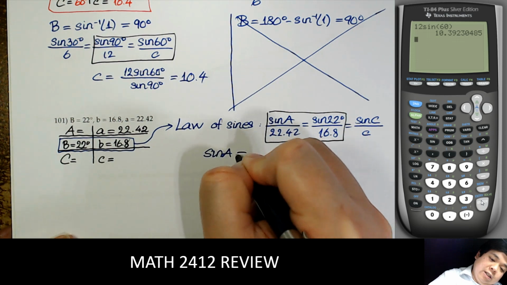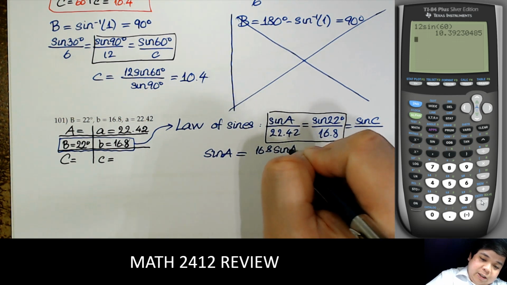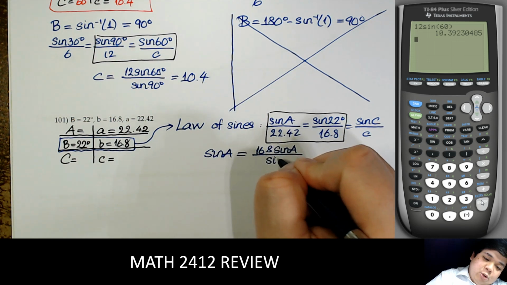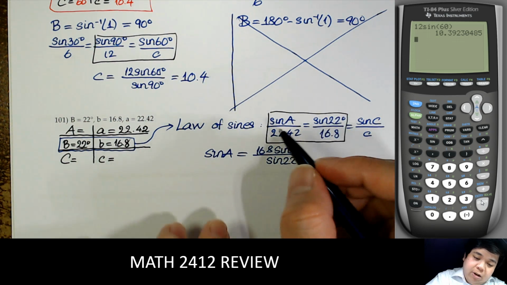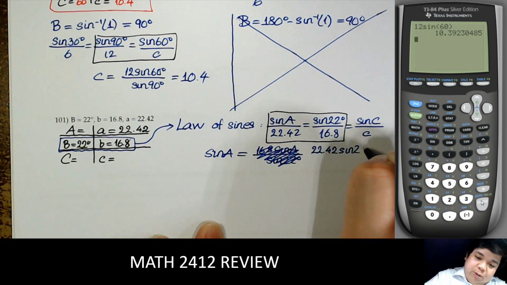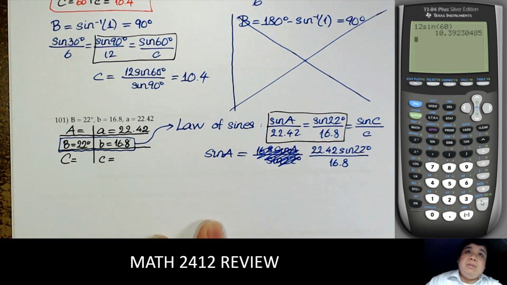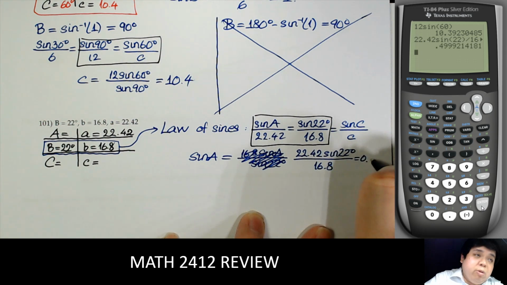So sine A is equal to 16.8 times sine of A divided by sine of 22 degrees. Sorry. So for sine A, it's 22.42 times sine of 22 divided by 16.8. I'll have 0.4999. It's better to just use all of the decimal places.